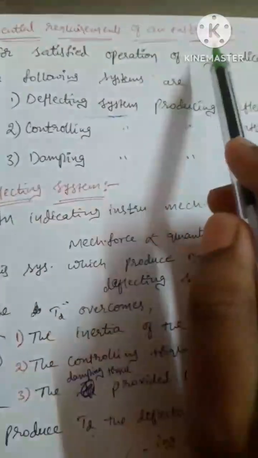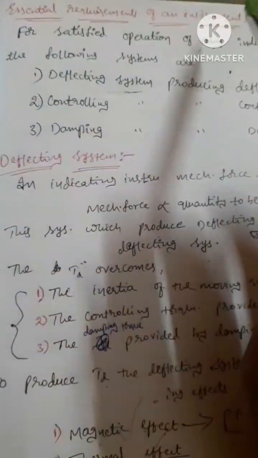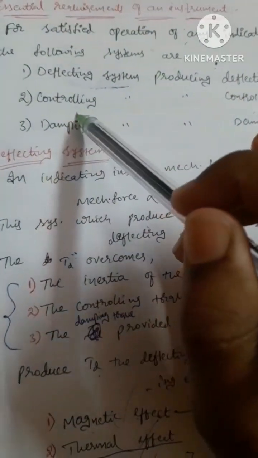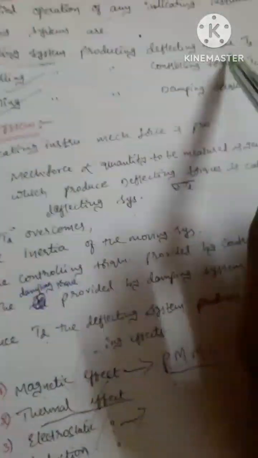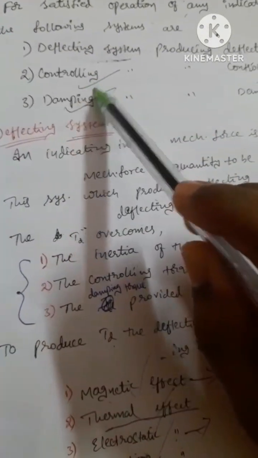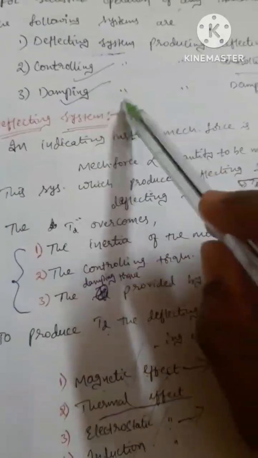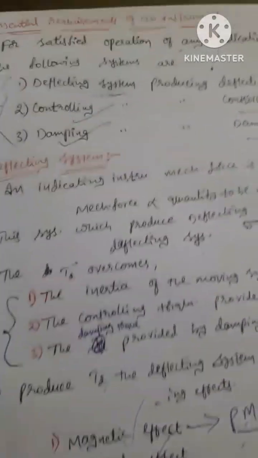Next topic is the essential requirements of an instrument. We have three essential requirements for an instrument. The first is the deflecting system, the second is the controlling system, and the third is the damping system. The deflecting system produces the deflecting torque, denoted by TD. The controlling system produces the controlling torque, denoted by TC. The damping system produces the damping torque. These three are the essential requirements of an instrument.